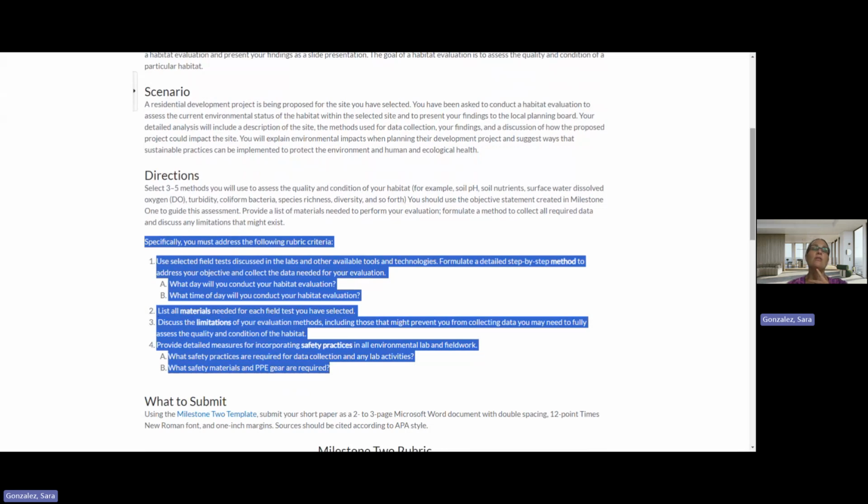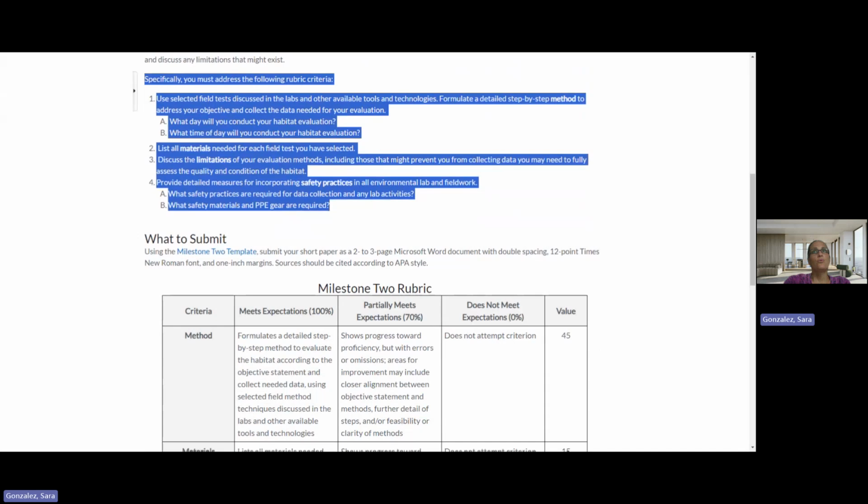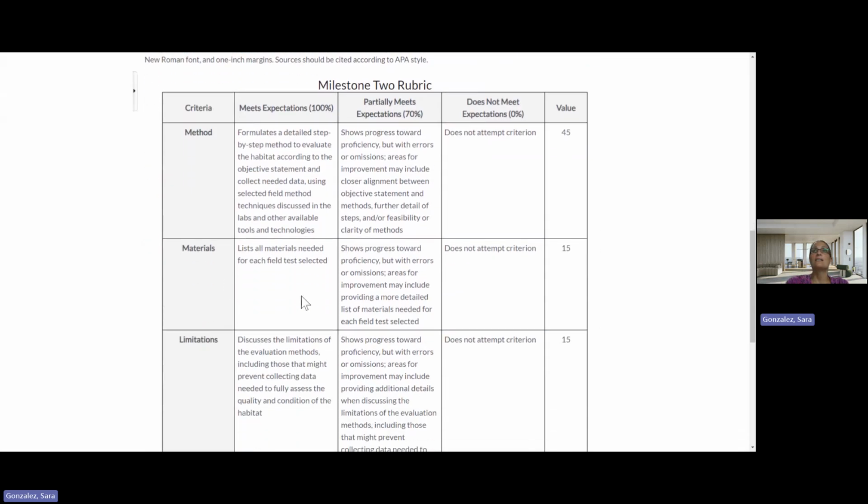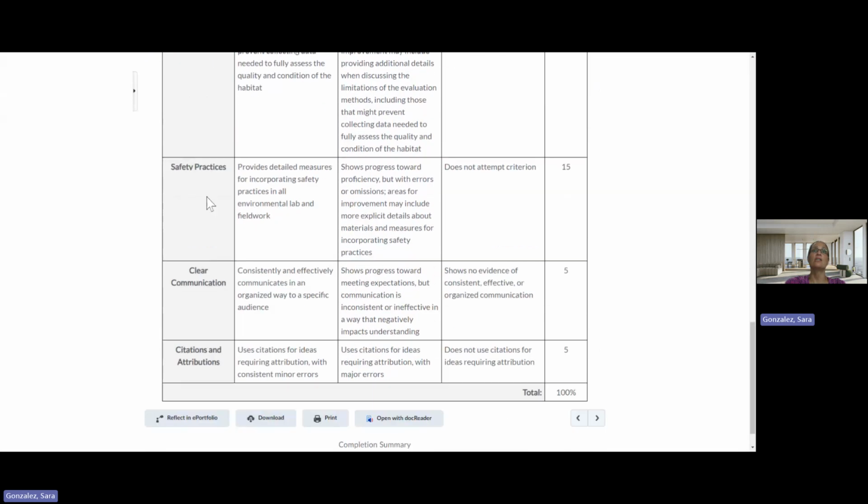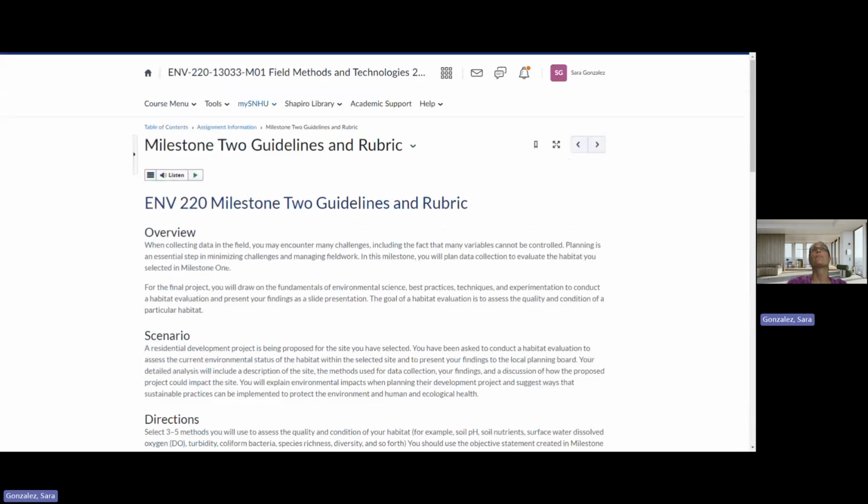You're also going to provide detailed measures for incorporating safety practices. What safety practices will be required for data collection? What are some actual materials? Are you going to need PPE gear? Your Milestone 2 paper should be around 2 to 3 pages, and make sure you hit each of the items discussed in the rubric: the methods, the materials, limitations, safety practices, clear communication, and also your citations.